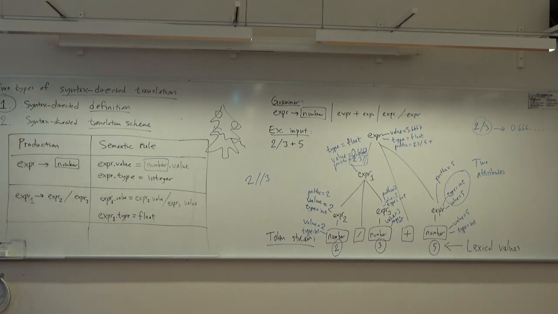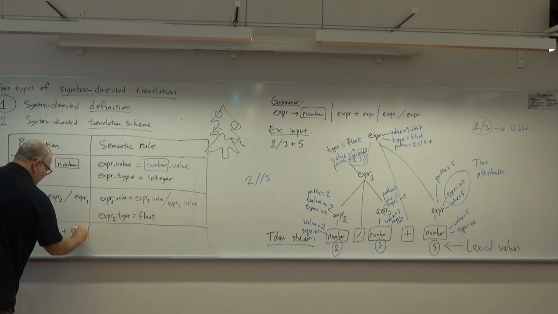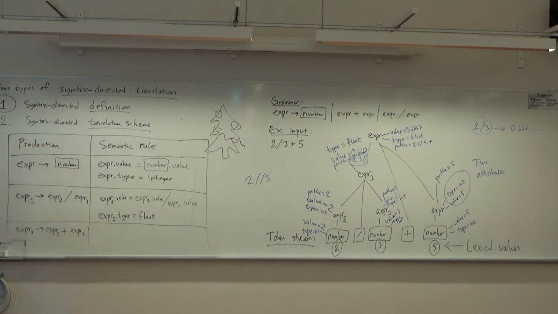What about our third production? That an expression, call it expression 1, can be an expression 2 plus an expression 3. Well, the value is simple. You just add the values.